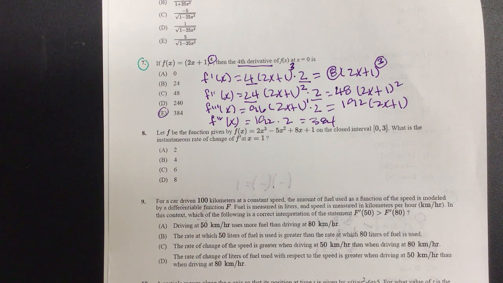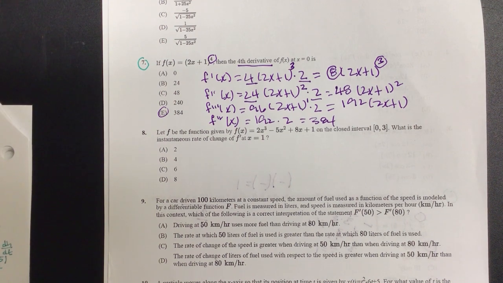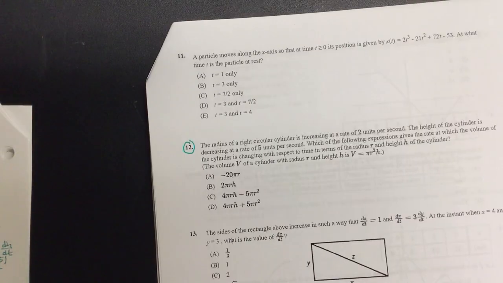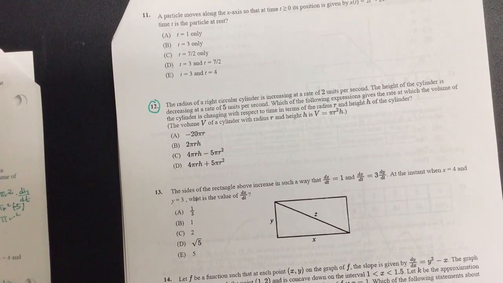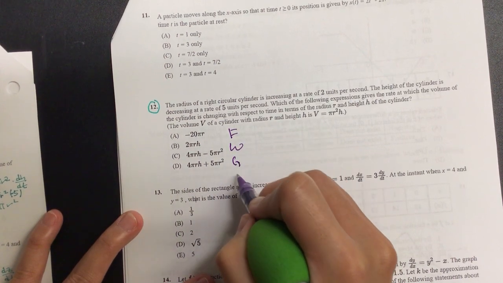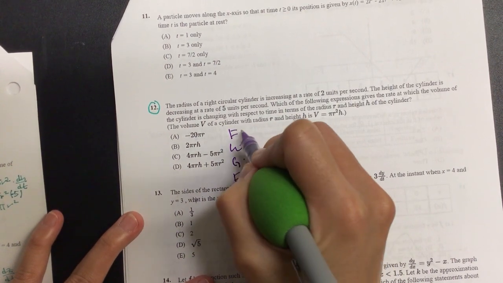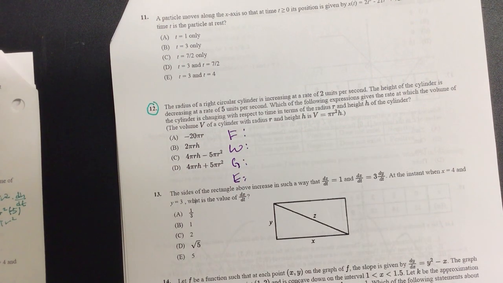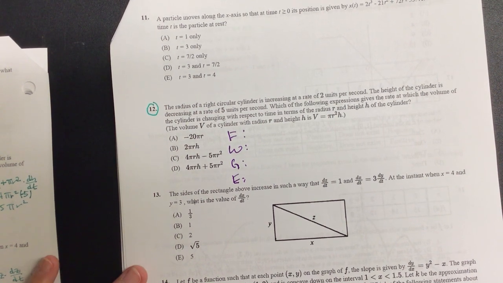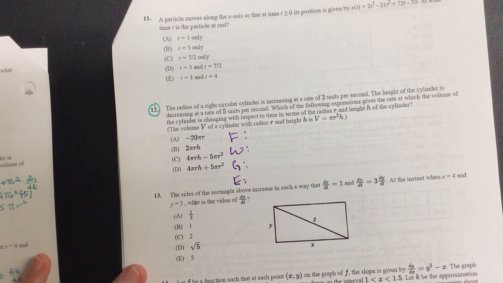Math. So if you mess up on deriving the first, second, or third, the last one will be wrong, guaranteed. Okay, number 12. Hobart, let's read. The radius of a right circular cylinder is increasing at a rate of 2 units per second. The height of the cylinder is decreasing at a rate of 5 units per second. Which of the following expressions gives the rate at which the volume of the cylinder is changing with respect to the time in terms of the radius r and height h of the cylinder?